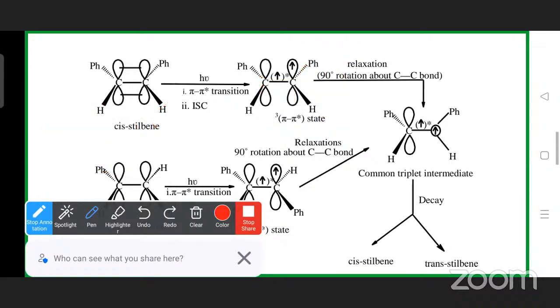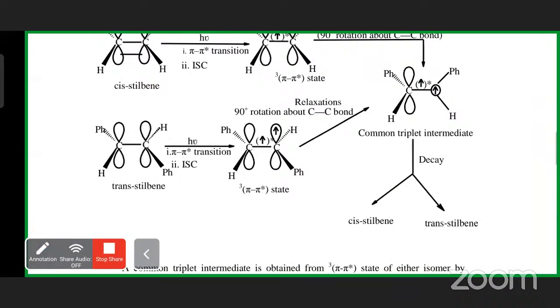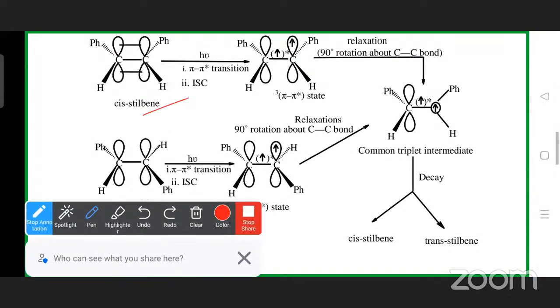In this way, we are getting the different isomers here. Here is cis stilbene, and here is your trans stilbene, because it is the trans. Here is a cis. Both are acquiring the triplet energy state here.